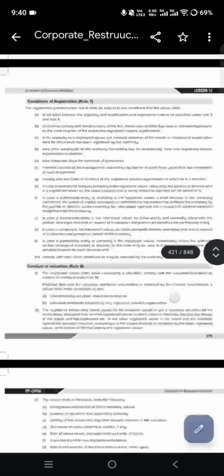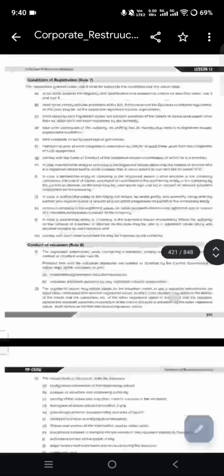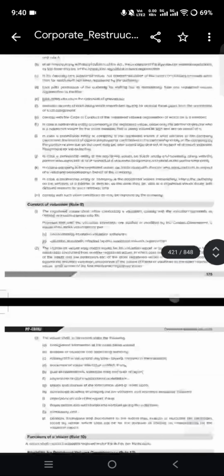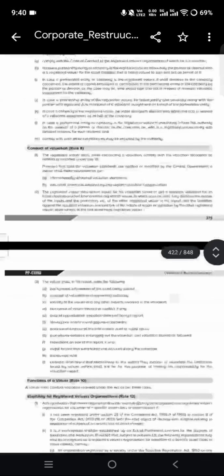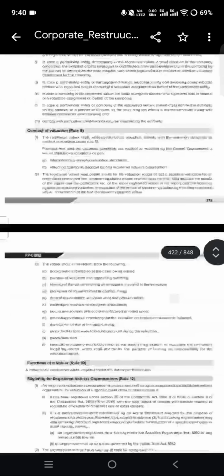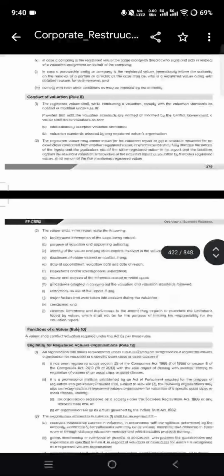Why 3 years? Did you get the logic? Earlier we have read that he should not get into an assignment in which he has been interested for the last 3 years, and the future 3 years will be checked. So he should show proof that in the past 3 years he has not dealt with this, so he is not interested and can take up the valuation. To prove that, he has to maintain records. Comply with the code of conduct of the registered valuer organization of which he is a member.